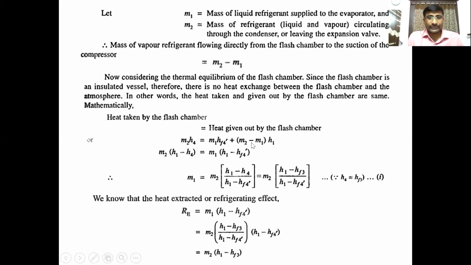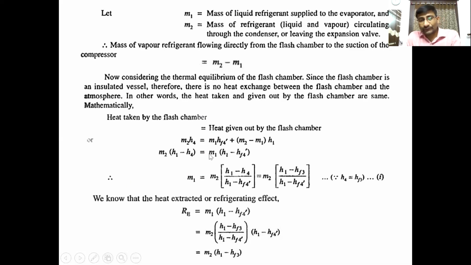M2 is common in these two terms. M2 into H1 is positive, and M2 into H4, taken to the right hand side, will be negative. So H1 minus H4 is equal to, M1 into HF4 dash, which when taken to the left hand side becomes negative, and M1 into H1, which is negative, when taken to the left hand side becomes positive. M1 is common in these two terms. So M1 into H1 minus HF4 dash.